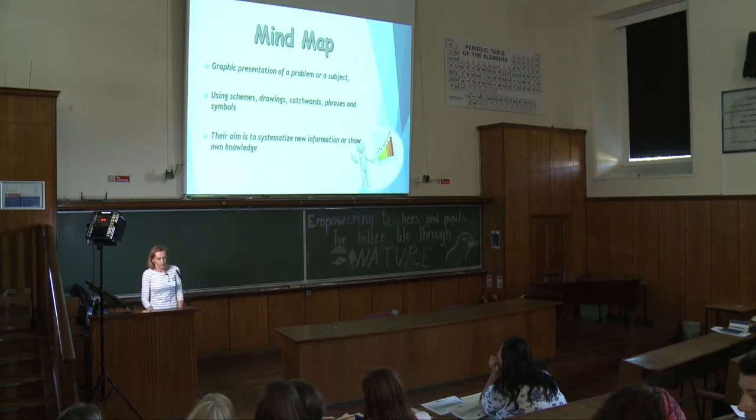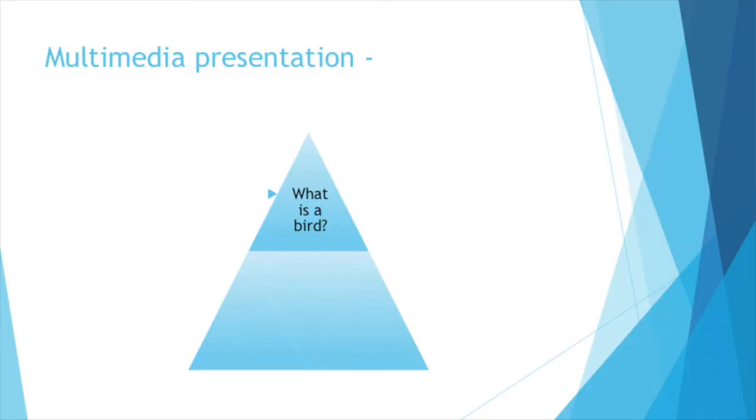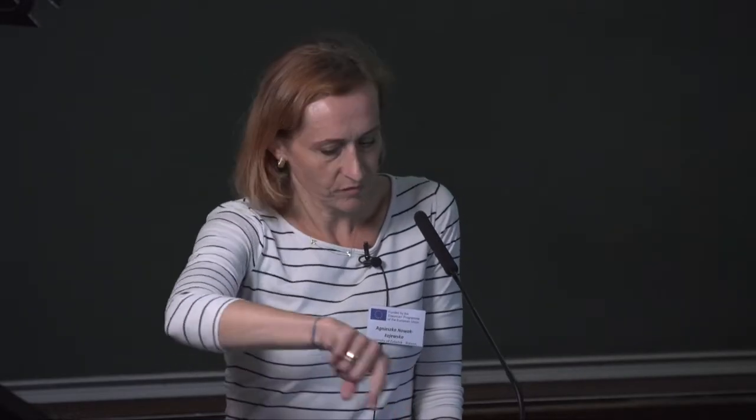For example, you want to ask the question, what is a bird? And you can present it like this. Children try to find answers to the question in different spaces of this picture. They present their own knowledge, their experience, and we know what children know about this subject, and we know what we have to do in this situation. It's very useful because we don't have to repeat information which children already have about this topic.